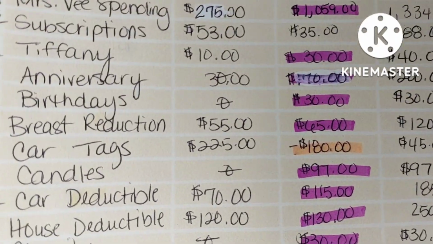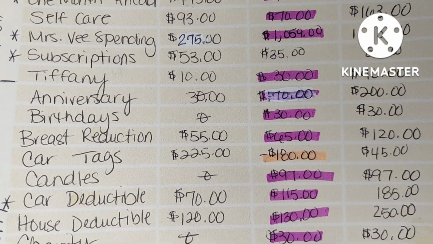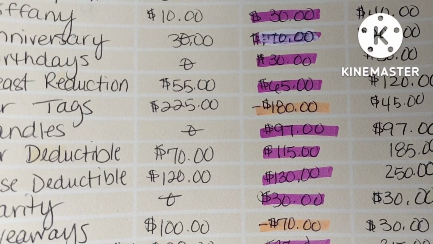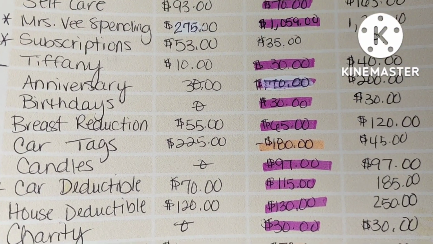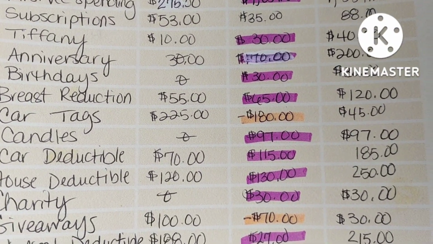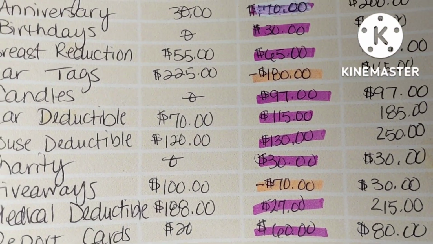Car deductible, I had $70, and I now have $185, a difference of $115. House deductible, I had $120, and now have $250, a difference of $130. Charity is a new envelope that I've started. I had $0 at the end of quarter two. I now have $30. Giveaways, I had $100, and I now have $30, so there's a difference of $70.